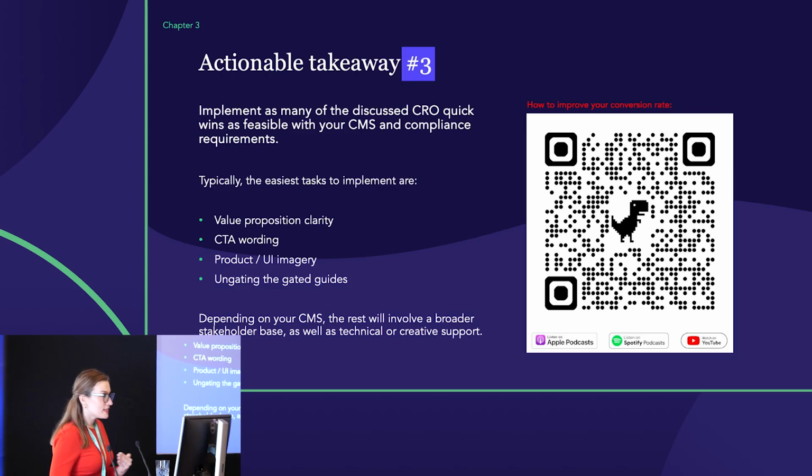Typically, the most easy things to implement for marketers are the value proposition clarity, the CTA wording, the imagery, as well as ungating the gated guides. You'll notice that I purposely didn't call it out because there's been a few years where we've been shouting from the rooftops, ungate your guides, ungate the guides. So I didn't want to be repetitive, but definitely ungate the gated guides.